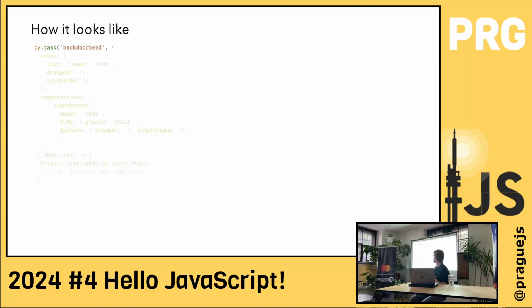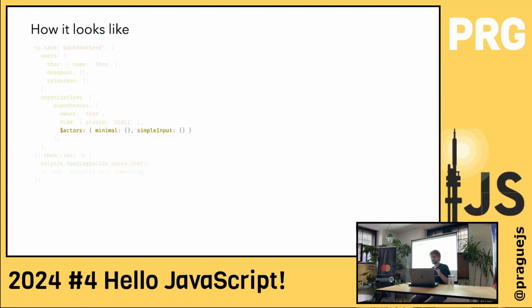This is how it looks like in Cypress. There is a task defined called backdrop-seed. It gets this very schematic structure, like a declaration of what the initial state looks like. You can see that there are like few users with like no other information, one organization, the organization is owned by one of the users, it is subscribed to some plan, and it already has some data filled in. Actors are like the basic entity in Apify.